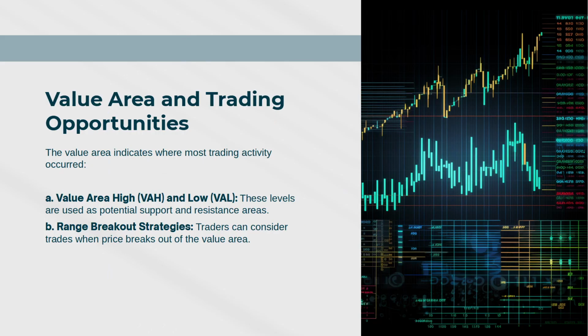Value area and trading opportunities. The value area indicates where most trading activity occurred. Value area high, VAH, and low, VAL. These levels are used as potential support and resistance areas. Range breakout strategies. Traders can consider trades when price breaks out of the value area.